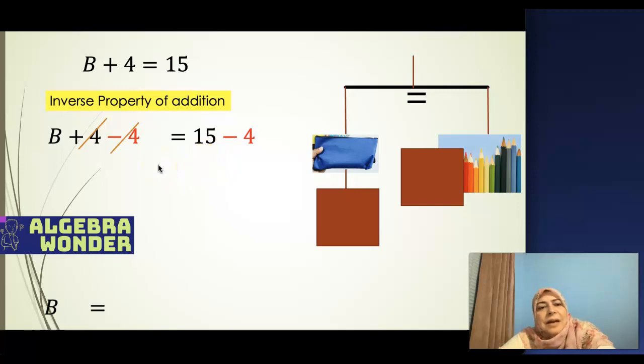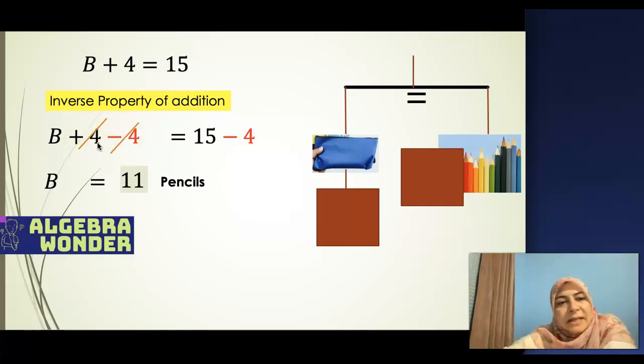And here, right away, I figure out how many are in the bag. 15 minus 4, which is 11. This is exactly what you did. What property did we use here? The inverse property of addition. Why did we do that? Because I need to know how many pencils are in the bag by itself. So I want to eliminate the plus 4. If I add the opposite, which is negative 4, they give you 0 and eliminate the 4. Then I'm able to isolate the variable and find that the bag has 11 pencils.